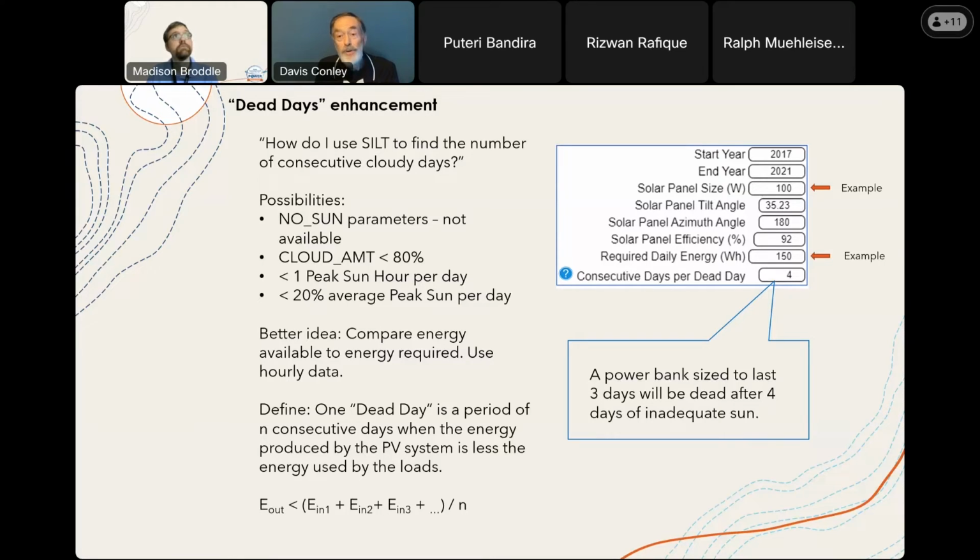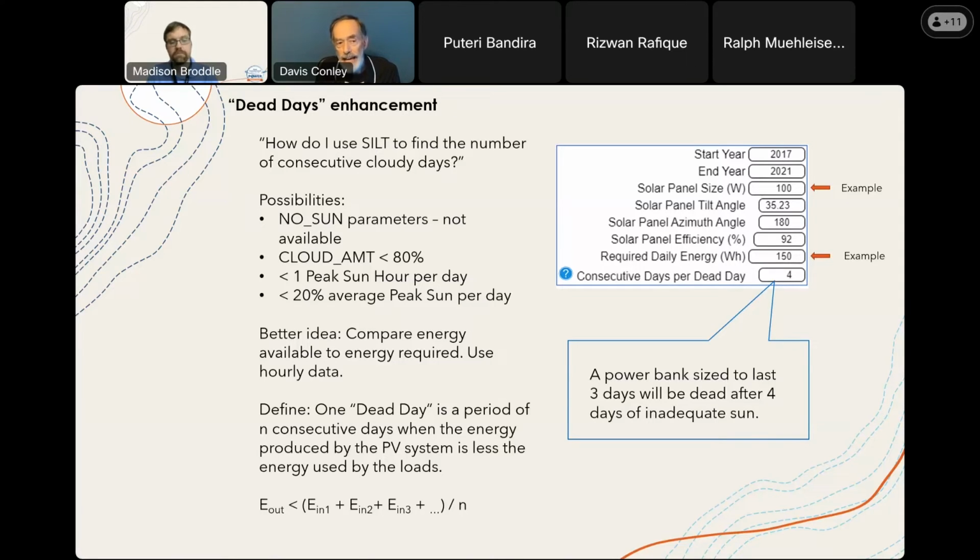We decided to compare the amount of energy that was available from the sun to the amount of energy that we actually needed for a given situation. And we came up with this idea of a thing called a dead day, which is a period of consecutive 24-hour periods where the energy that you need is less than the energy that's available. So it's a running average over a certain number of days.